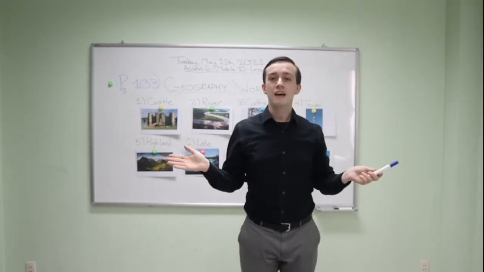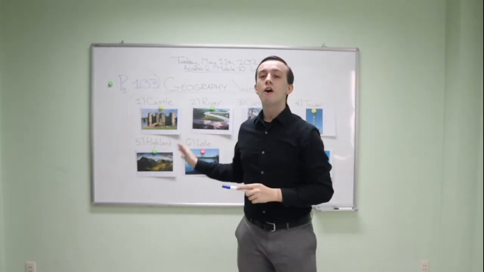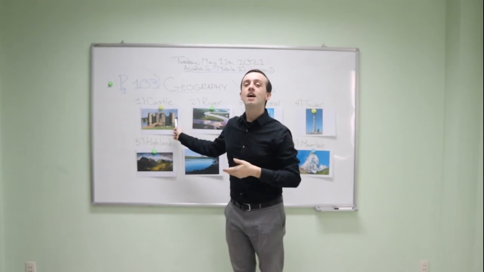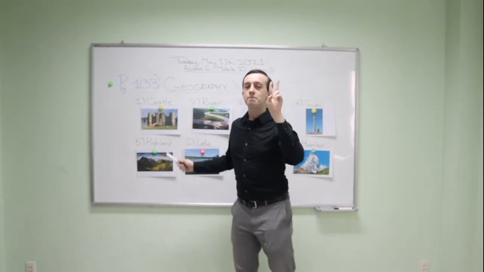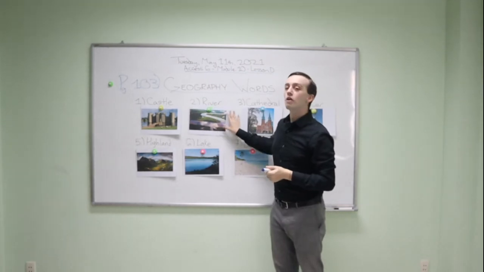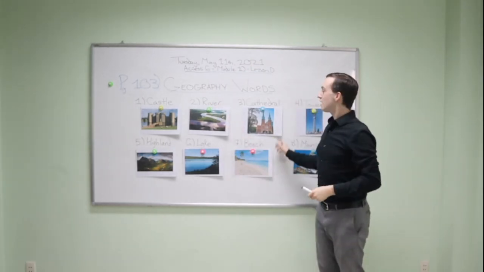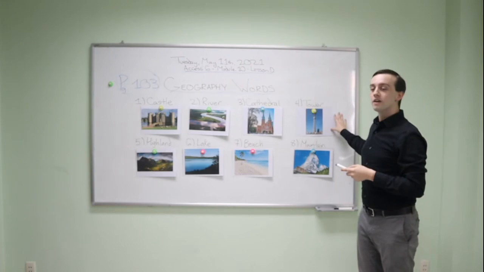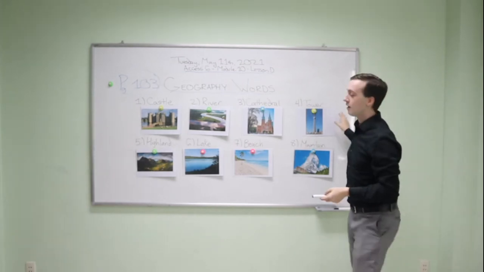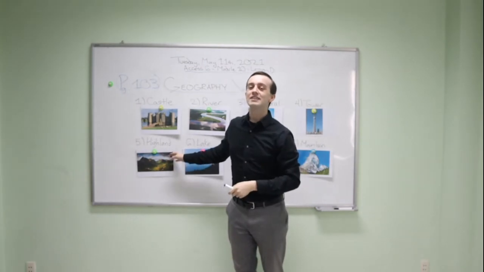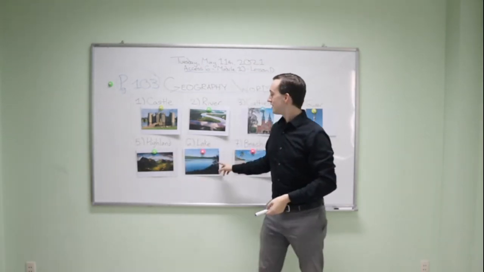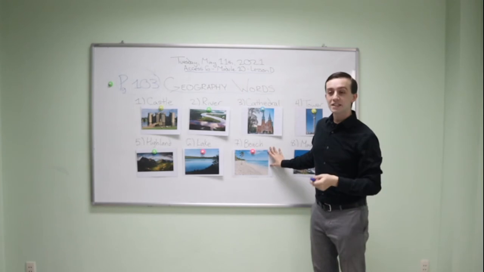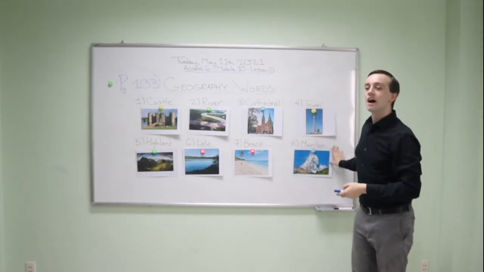All right, now let's listen and repeat all 8 words again. Number one. It's a castle. Number two, it's a river. Three, it's a cathedral. Number four, it's a tower. Five, it's a highland. 6, it's a lake. 7, a beach. And 8, a mountain.